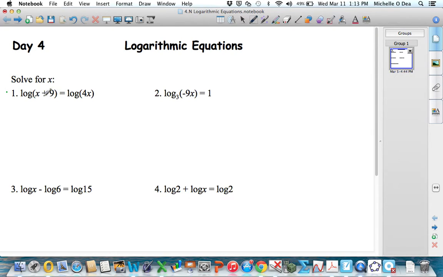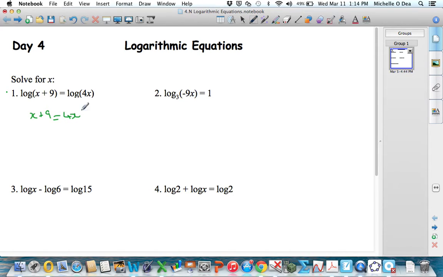If we start off with a fairly simple example, we have log of x plus 9 equals log of 4x. Remember, if the base is not written there, it's base 10, but you don't have to write it in. So these two logs are the same, so what we're taking the log of must be the same. This is a simple equation because if they are equal, then it must mean that x plus 9 equals 4x.